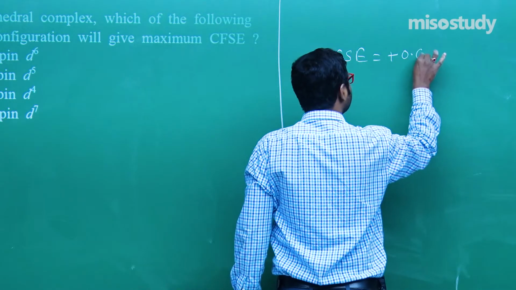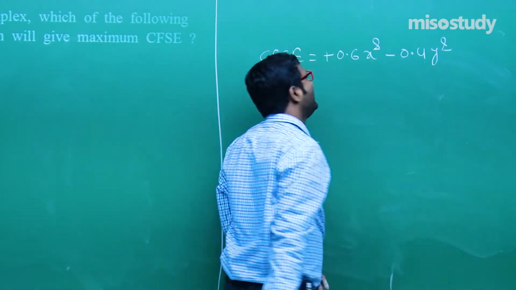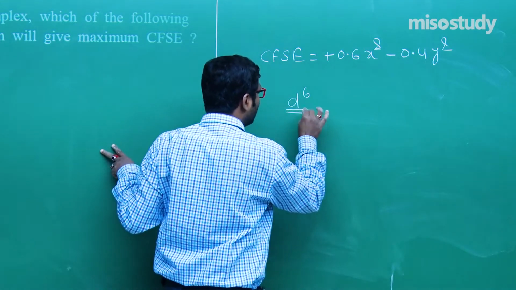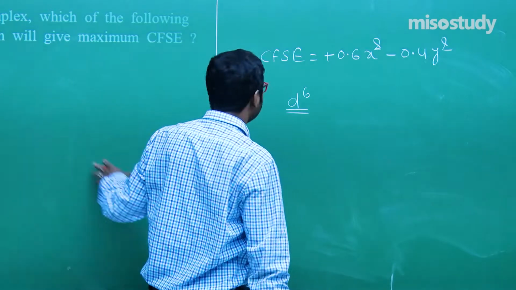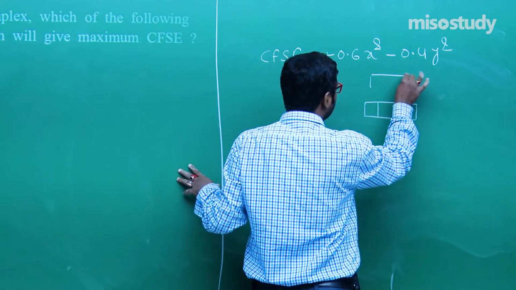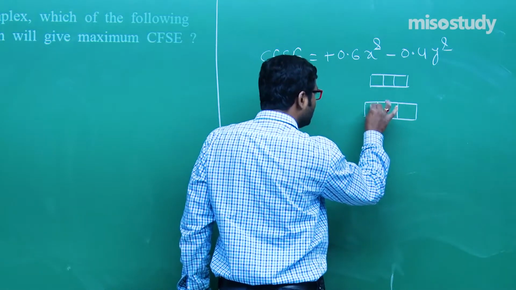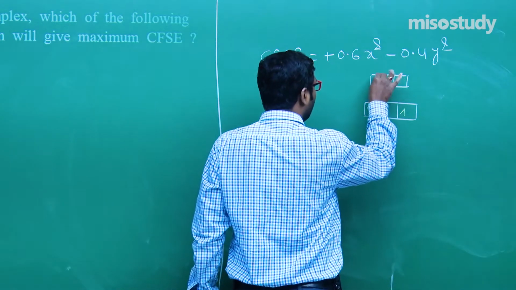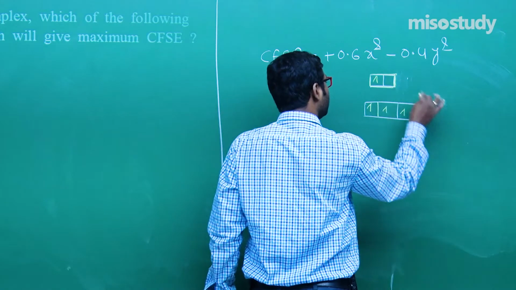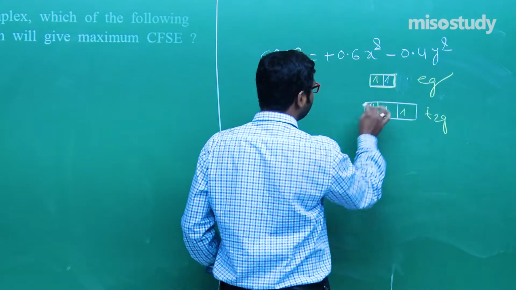CFSE is 0.6 times x minus 0.4 times y, where x is the number of electrons in eg and y in t2g. This is the formula. Now as I told you, d6, then what will happen in this case? That is high spin d6. Wait for a moment. Now using colored chalk, 1 2 3 4, this is eg and t2g, 1 2 3 4 5 and 6. Clear?